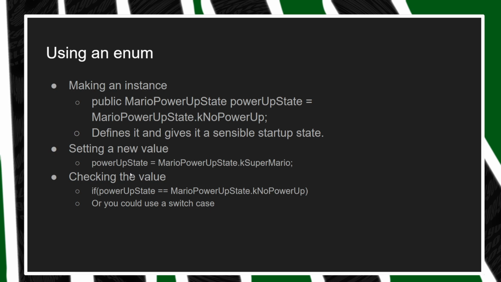To set up a new value, you use assignments. Checking the value, oh yeah, double equals in Java is equality. That's you're checking if this is equal to that. Or you could use a switch case, which is what we do a lot in the code.